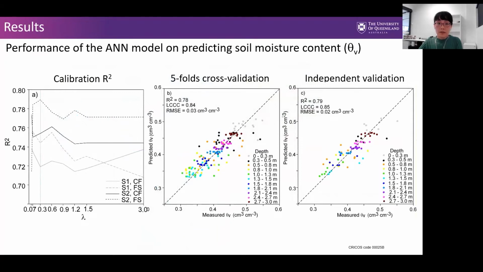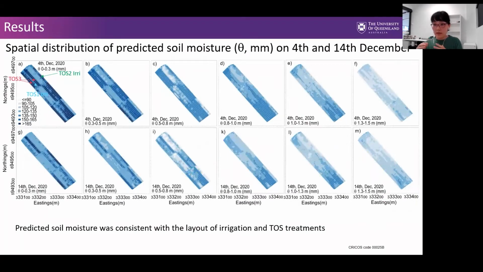Figure A shows the calibration R square for the developed artificial neural network model when different combinations of the parameters for inverting the soil ECA were considered. The largest calibration R square was achieved at around 0.8. Five-fold cross-validation and independent validation were used to evaluate the ANN performance, and the results indicate that the developed artificial neural network model could provide accurate soil moisture predictions across depths, given a high R square and low root mean square error values. So the model was used to predict the soil moisture content at each soil layer on the two survey days.